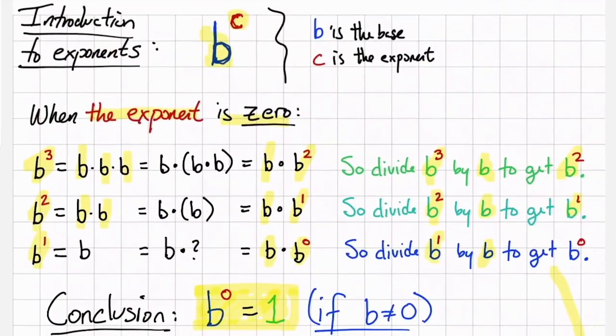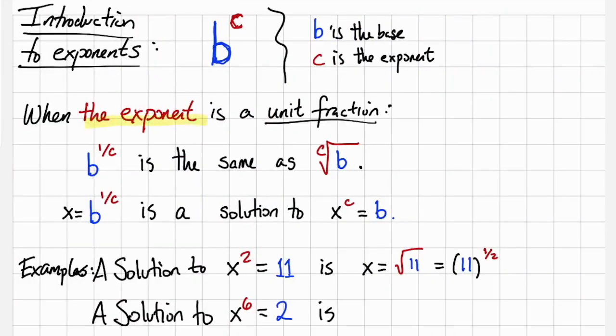Exponents don't always have to be integers. When the exponent is a unit fraction, that is, the exponent looks like 1 divided by c for an integer c, that's the same as the cth root of b. That's the same as saying that if we write x is equal to b to the 1 over c, that is a solution to the equation x to the c is equal to b.